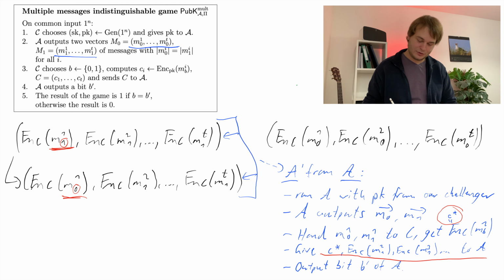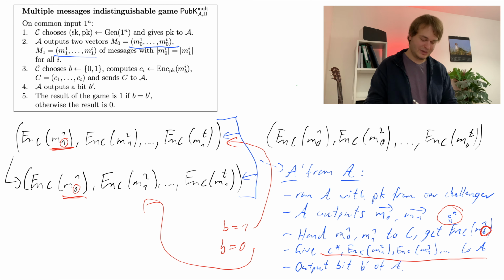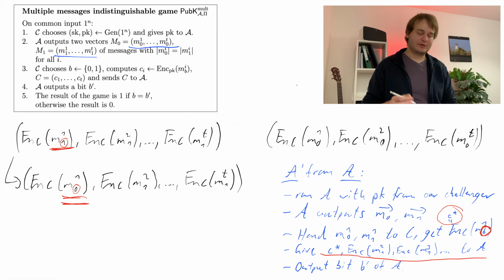And now we have two cases depending on what b our challenger chose. If b is equal to 1, then we are in this upper case, right? Where all of the messages that we have encrypted are all from the 1 vector. And if b is equal to 0, then we're in the second case, where the first encrypted message is actually M0. So overall, if A is able to distinguish between these two distributions of ciphertext vectors, and we output the same bit as A outputs, then we would also be able to distinguish whether this was an encryption of M0 or M1.